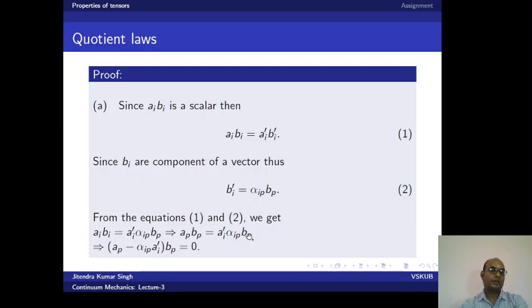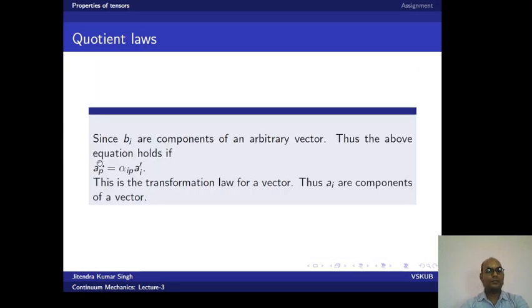Now I bring the right hand term to the left hand side and take b_p as common, so you can write (a_p minus alpha_ip a_i dash) b_p is equal to 0. Since b_p is a component of the arbitrary vector B, this expression holds if and only if a_p is equal to alpha_ip a_i dash. This is the transformation law for a vector. So thus a_i are components of a vector.